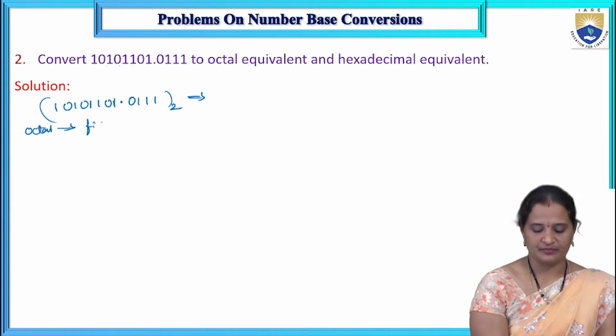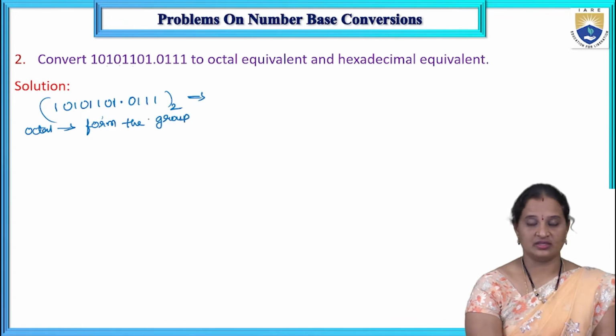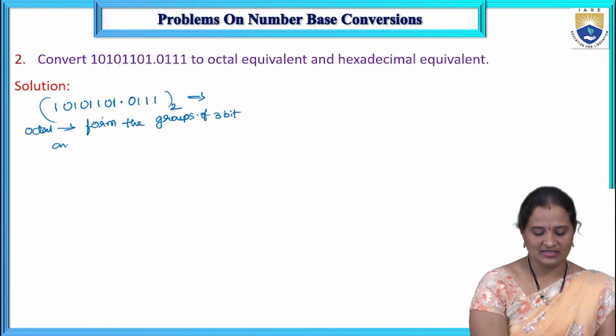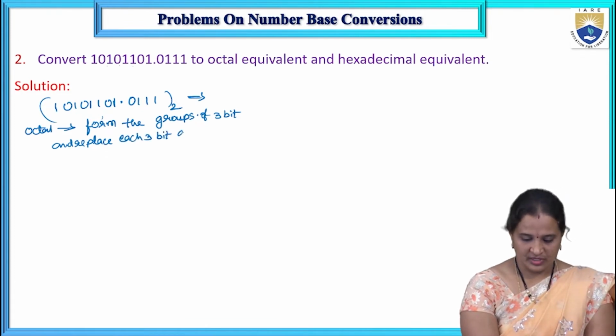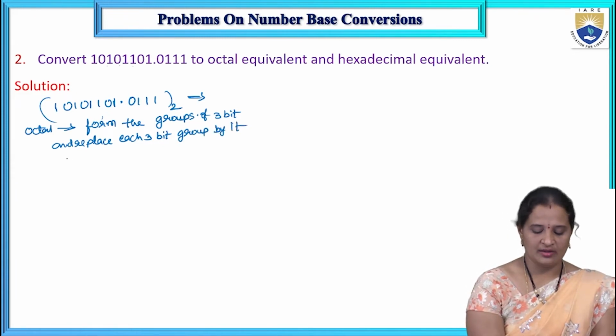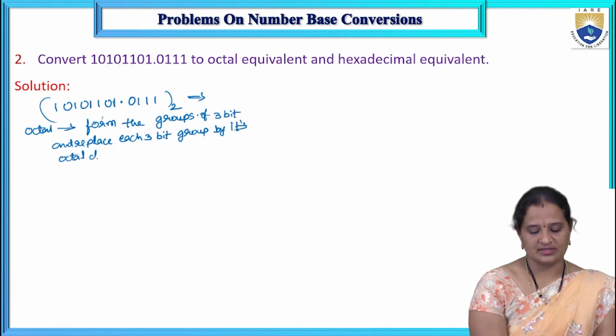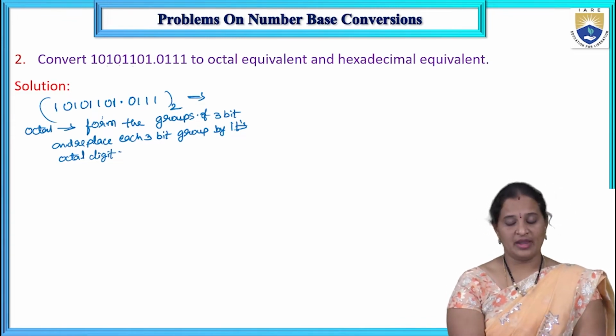We have to remember the procedure, then only we can convert all the things. Form groups of 3 bits and replace each 3-bit group by its equivalent octal digit. This is binary to octal.